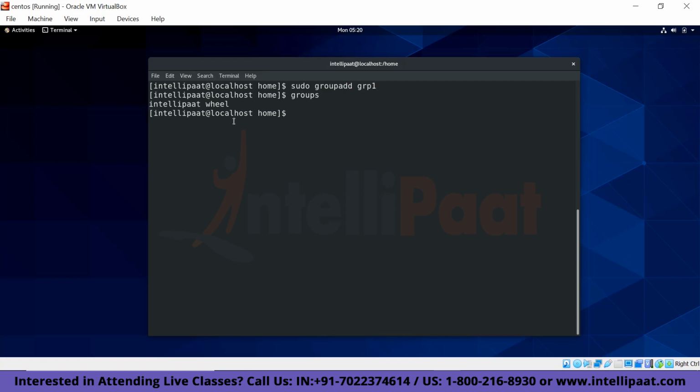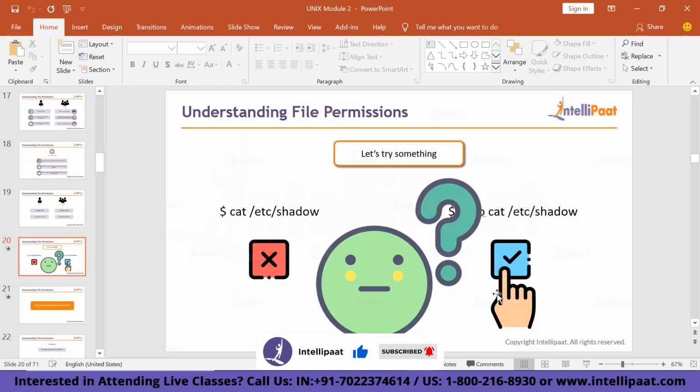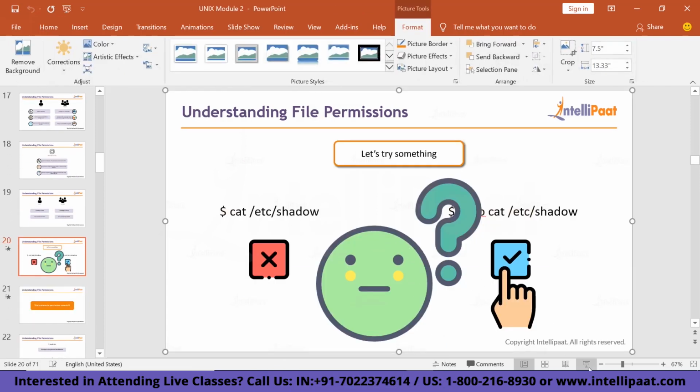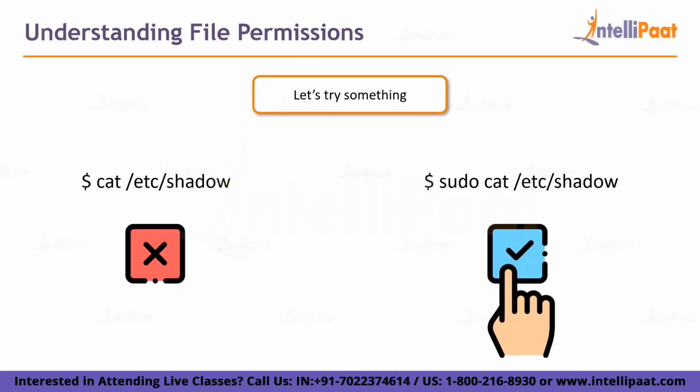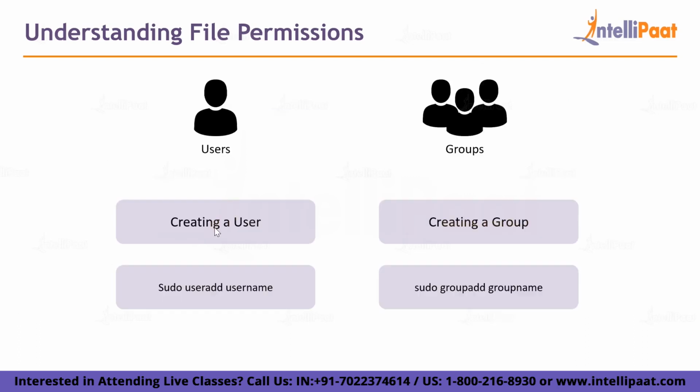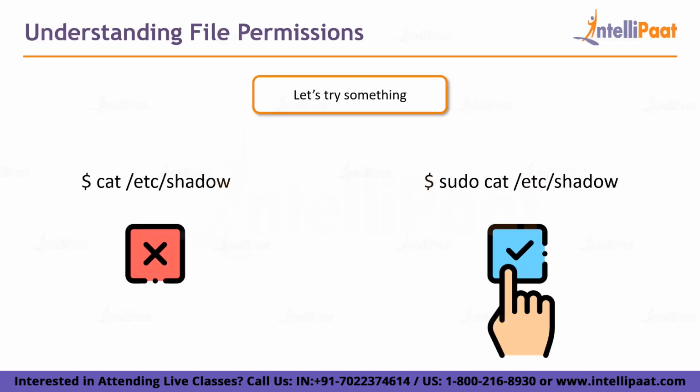So you can already see there is a group called Intellipaat and there is a group called wheel, and we have created a group right now. So one more thing. Right now let's try something. Let's try with file permissions. We have created a user and a group. This is how we create them. I just wanted to show that first. Now let's try one thing.